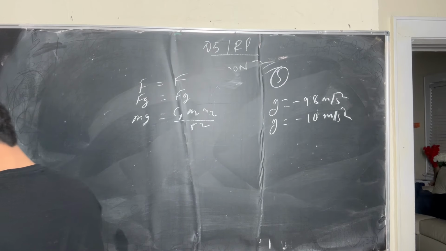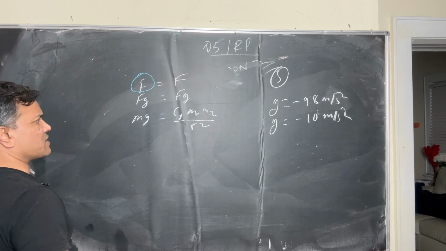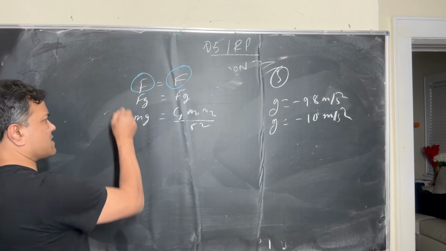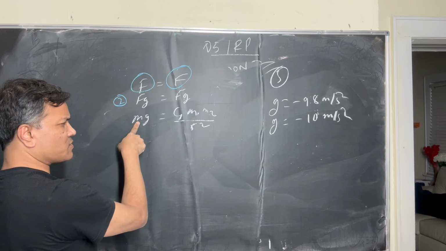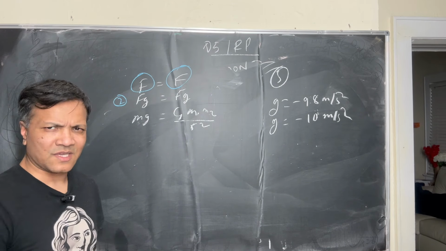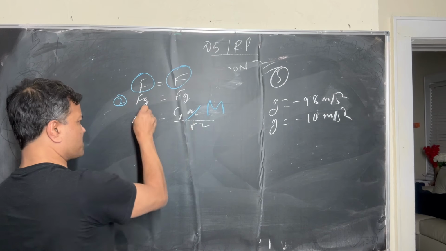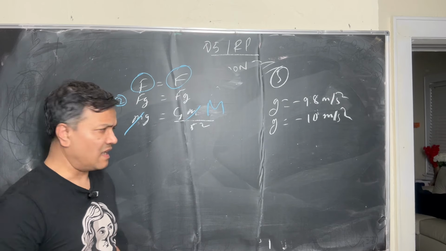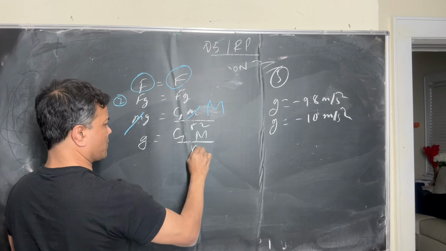Why are they the same? Because the SI unit for this one is Newton, and the SI unit for this one is also Newton. Now guess what? The small m, I'm going to make it big M. The small m cancels. Now you have g is equal to G big M over R squared.